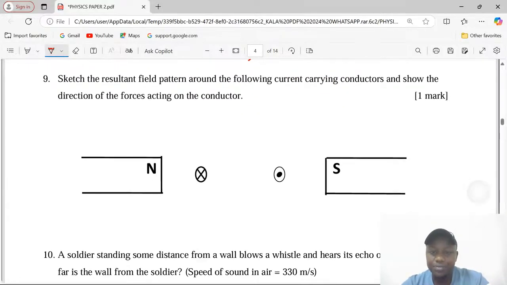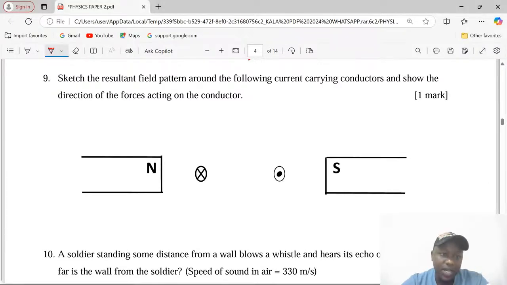Let's look at this case here. Number 9 from paper 2 physics. Sketch the resultant field pattern around the following current carrying conductors and show the direction of the forces acting on the conductors. This one is current in. This one is current out. That one has to be noted. Current in, current out, into the paper.